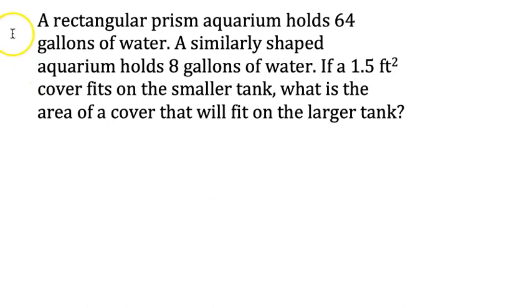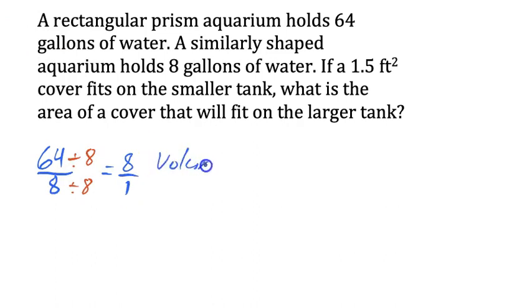So 64 gallons, that is a volume. And the 8 gallons, that's the volume of the smaller aquarium. So let's write the volume ratio. This volume ratio just tells us that the volume of the larger rectangle is 8 times larger than the volume of the smaller rectangle. Now the question involves a missing area, because we're wondering about the area of the cover. Now we can't go directly from the volume ratio to the area ratio.